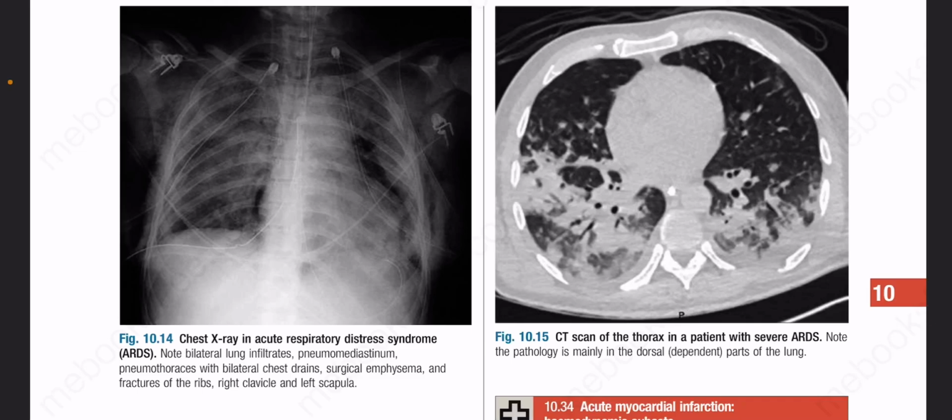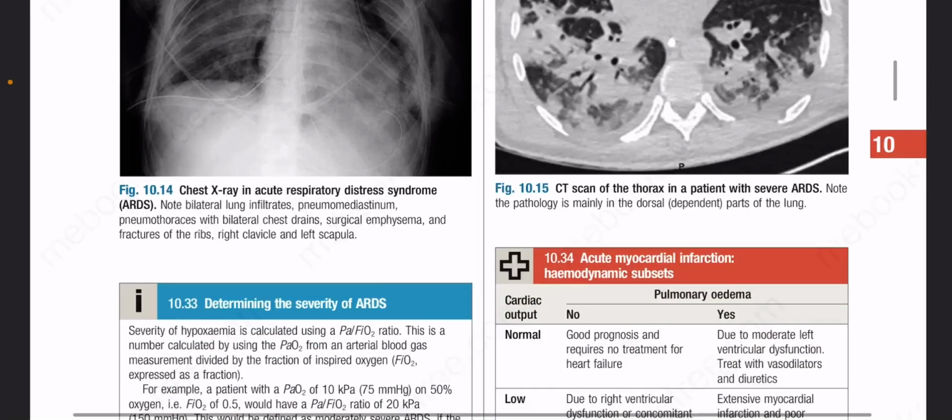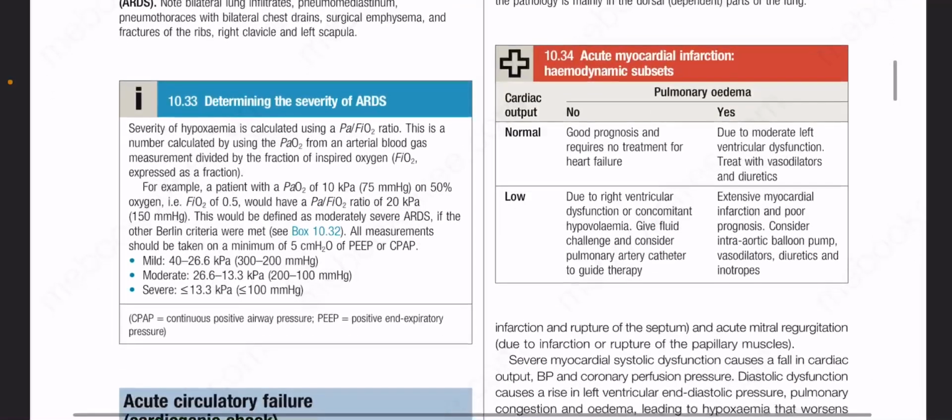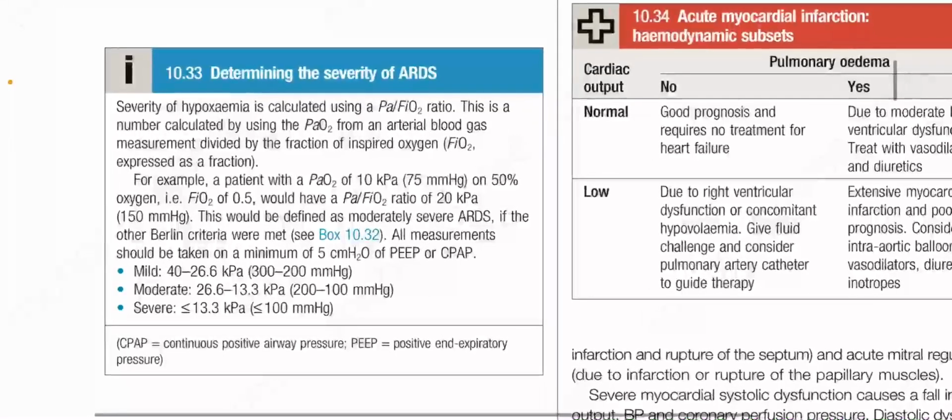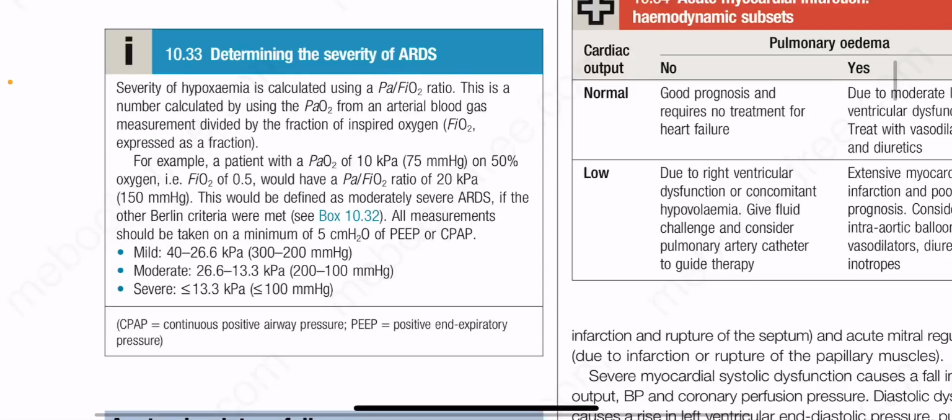Figure 10.15 shows a CT scan of the thorax in a patient with severe ARDS. Note the pathology is mainly in the dorsal dependent parts of the lung. Now, the box shows determining the severity of ARDS.